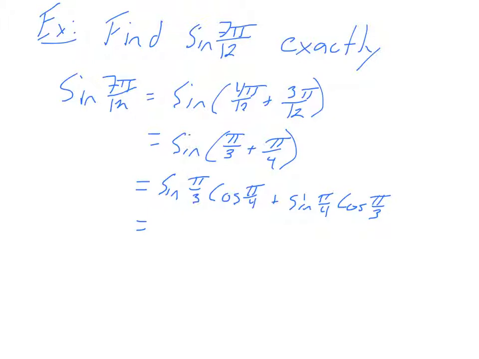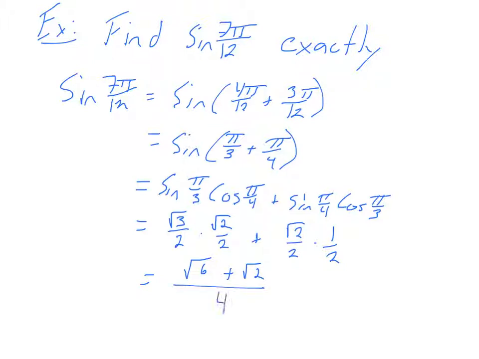Right, and so we can go ahead and apply all. Now we know sine pi over 3, that's sine of 60, right? Cosine of pi over 4 is 45. Sine of pi over 3, from what we know about our special angles, sine of 60 is going to be square root of 3 over 2. Cosine of pi over 4 is square root of 2 over 2. Sine of pi over 4 is also square root of 2 over 2. Cosine of pi over 3 is going to be 1/2. And so we will end up with square root of 6 plus square root of 2 over 4 is the exact value for that one right there.